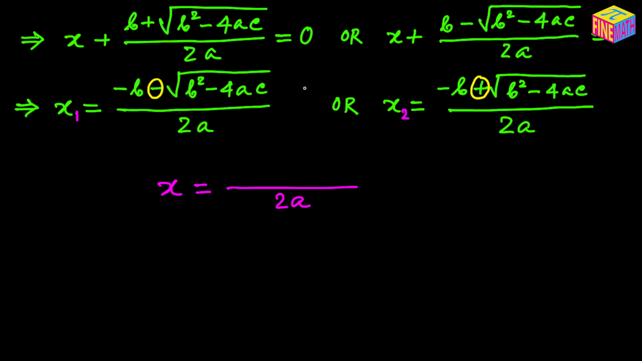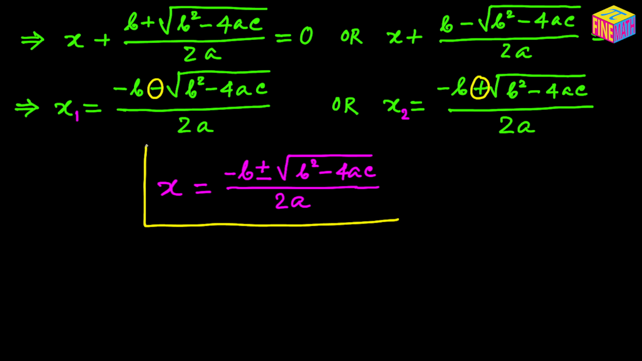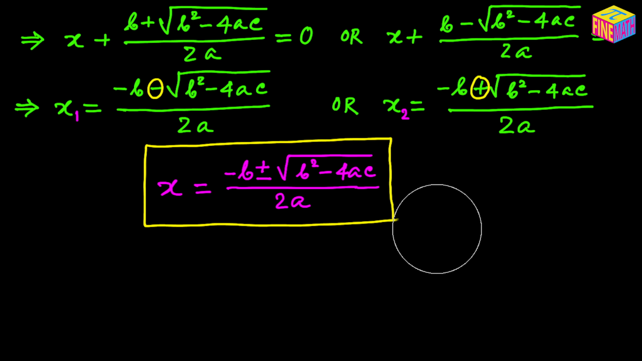Then here I can say negative b, both the cases it is negative b. But then for the square root term, let me first write it down. First I am going to write the square root term, which is b square minus 4ac. And here sometimes we could have a plus or minus, right? So for the two possible values, it's either plus or minus. And this is called the quadratic formula. Then x equals minus b plus minus root over b square minus 4ac divided by 2a. This is called the quadratic formula.